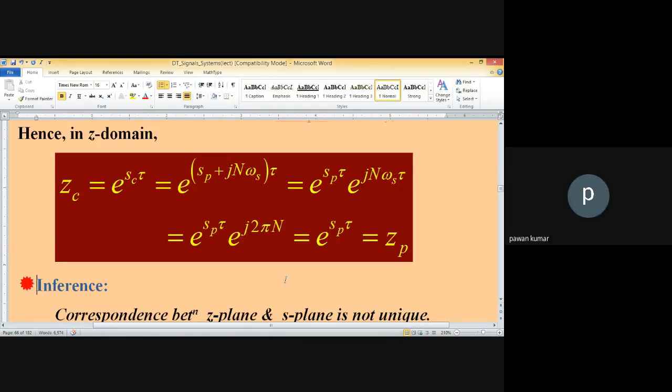Yes, sir, it means SP and SC will coincide with each other in the Z plane. That's true. Same point. But in the S plane, both are unique, different points, SP and SC. That is the interesting part. So as they map into the Z plane, they become the same point in the Z plane.